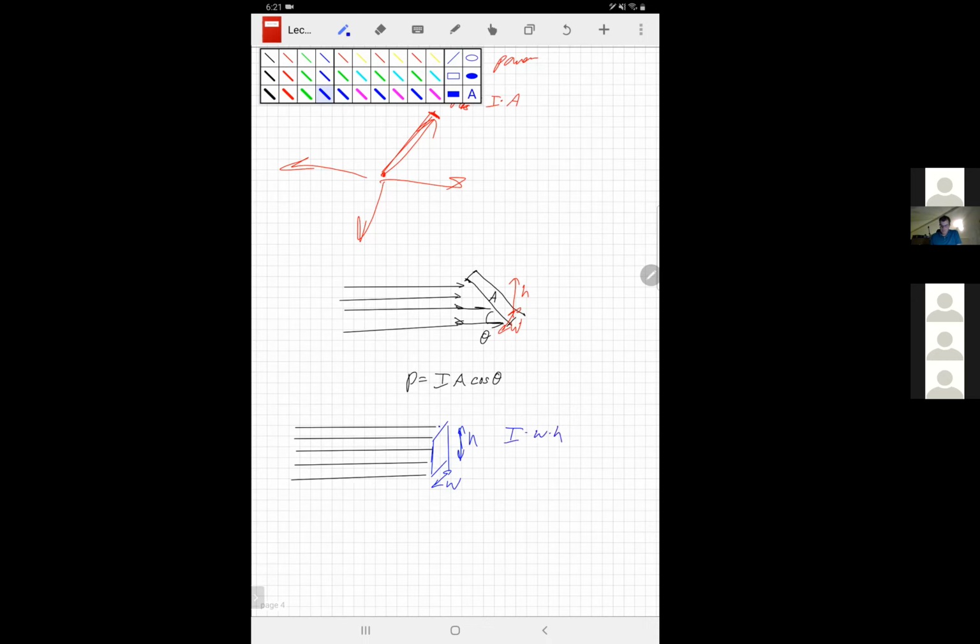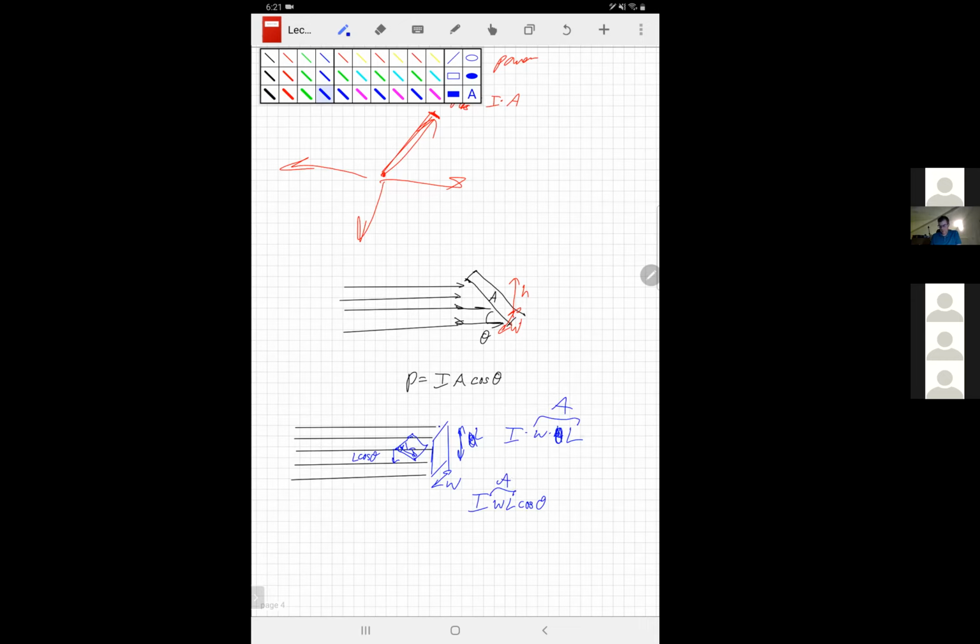But if I took the same thing and I tilted it so it's just as wide, presenting just as much width, but less height, well, I'll call this L to stay consistent with the homework, I W L. Now this distance is L. This height here is L cosine theta. So now we're just going to absorb I times W times L cosine theta. So this is I A cosine theta.